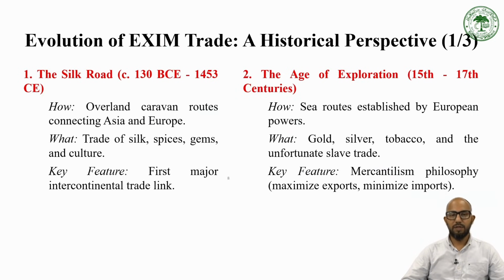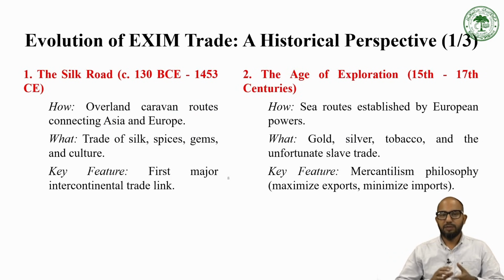The first historical perspective starts from the Silk Road, which was between 130 BCE and 1453 CE. It included the overland caravan routes connecting Asia and Europe. It was primarily used for trade of silk, spices, gems, and culture. The key feature of the Silk Road in international trade was that it was the first major intercontinental trade link. Today also, the Silk Route is remembered because of the huge international trade which it promoted.